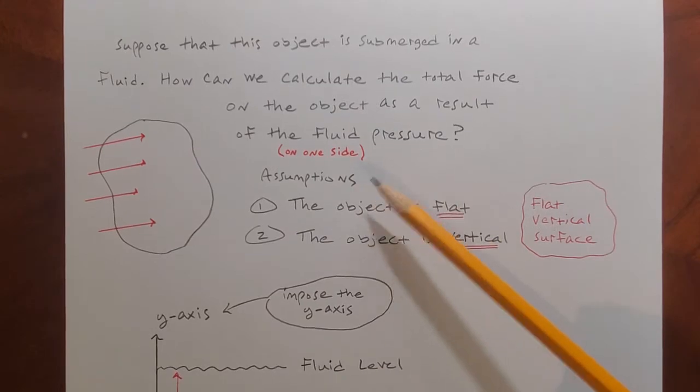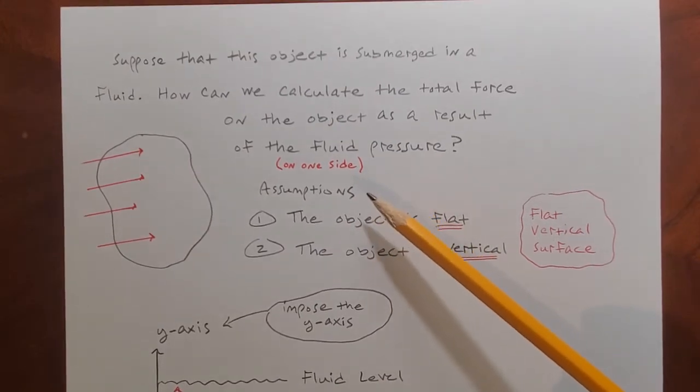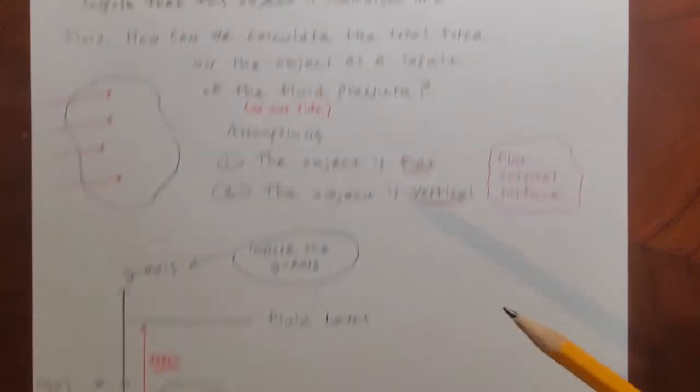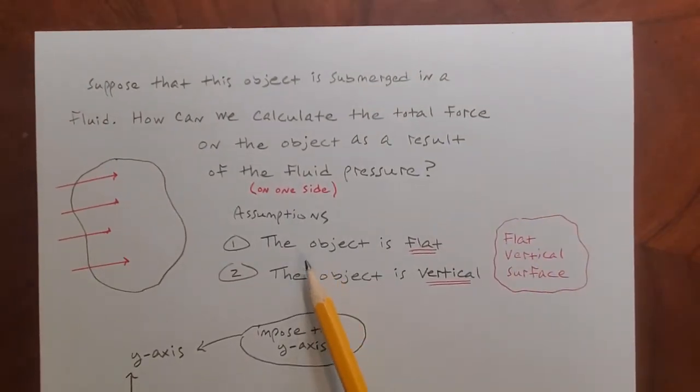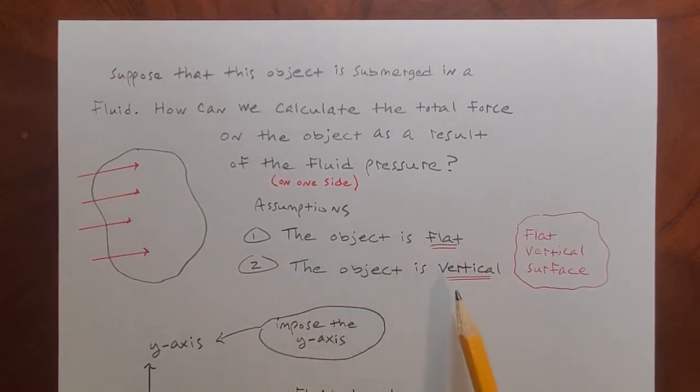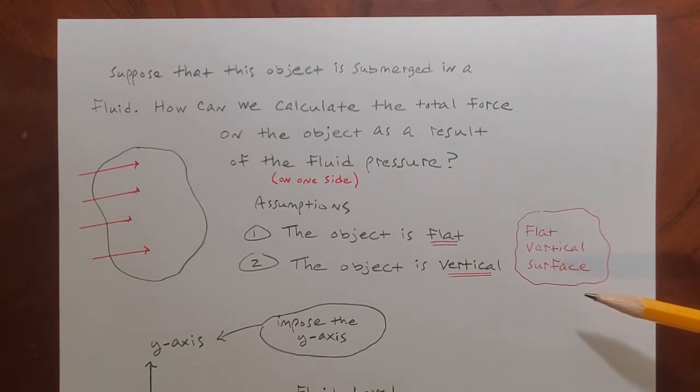There will be some assumptions, right? I said that there are some parameters or assumptions that must be true for what I'm about to say to be applicable. So the object must be flat. If it's not flat, our technique becomes a little more complicated, but for now, let's say that it's flat and that it's within the fluid and it's vertical. So we have a flat vertical surface within or in contact with a fluid, all right?